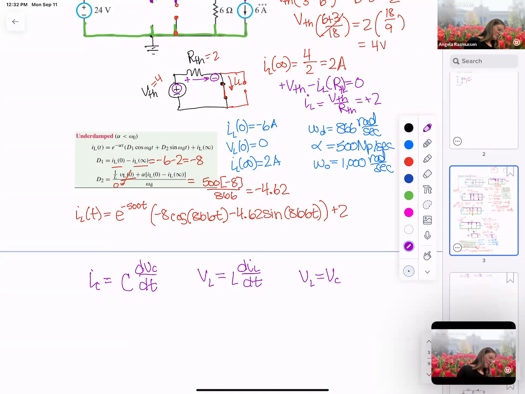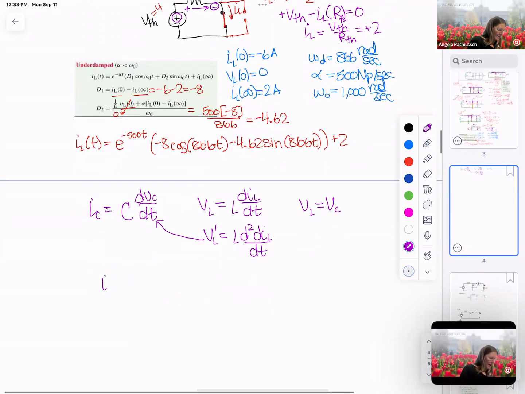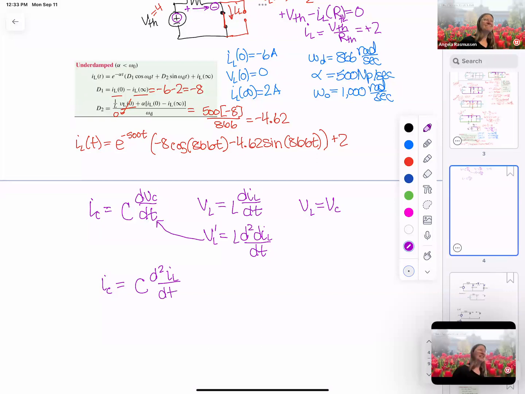And so if we differentiate VL, that's equal to differentiating IL twice. And then we can plug that in here. So we can do IC is equal to C, and then take the second derivative of the IL equation twice. And that will give us the IC.